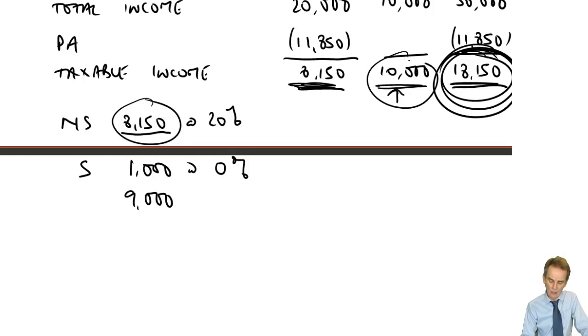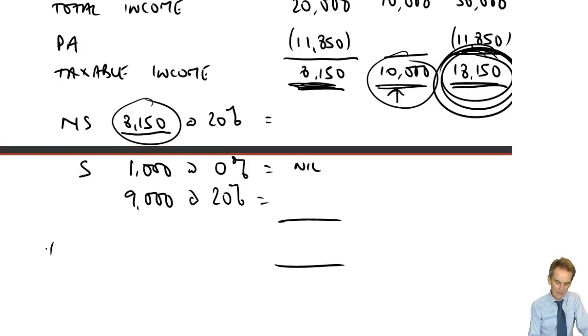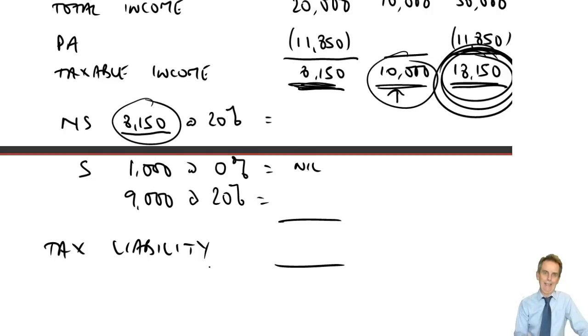Out of the 10,000 total, £9,000 will be taxed at your normal basic rate of 20%. You'd work those figures out. I think I know that one. That will be nil. You work those figures out and you get your tax liability. Now again, you can use a calculator perfectly well. The point is the process here.